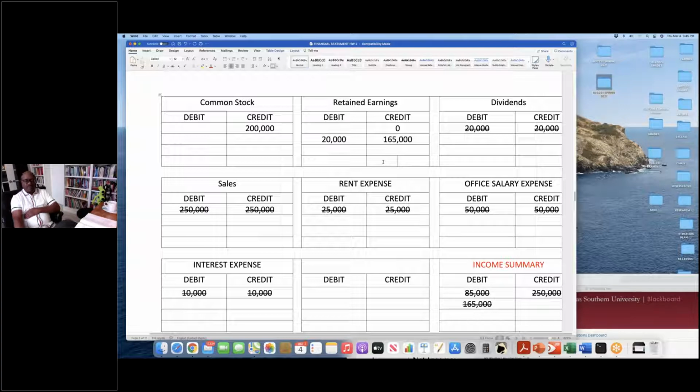145. I'm sorry. 145. Tongue twister. 145. I need to go to the doctor for my stuttering.